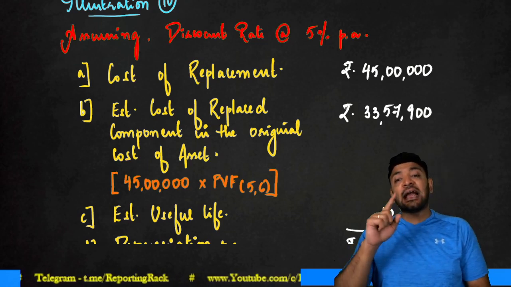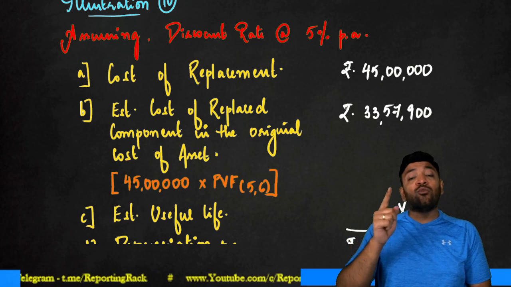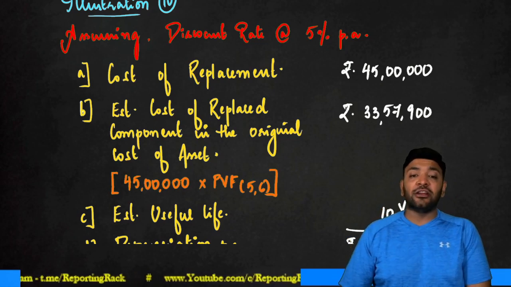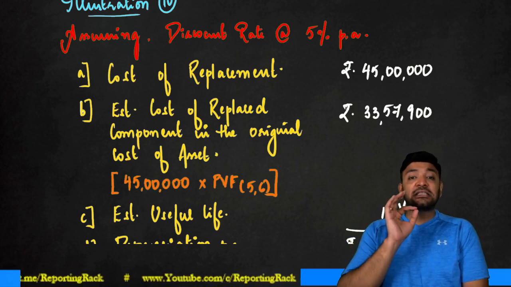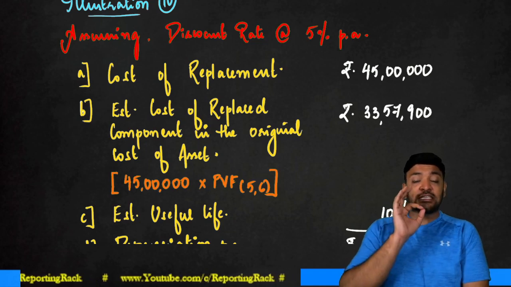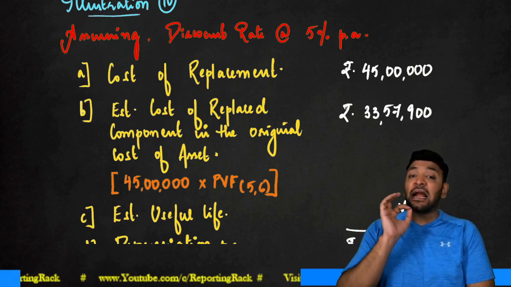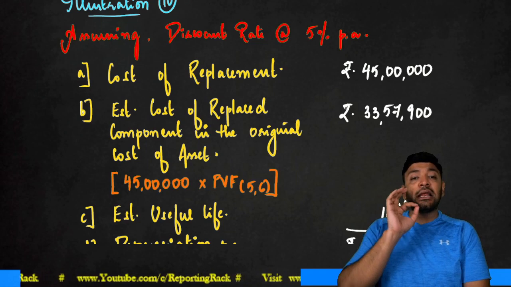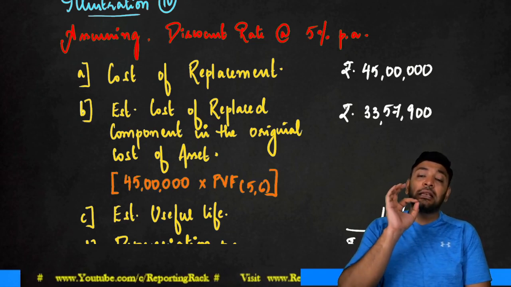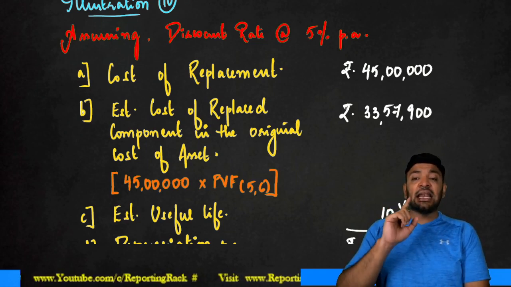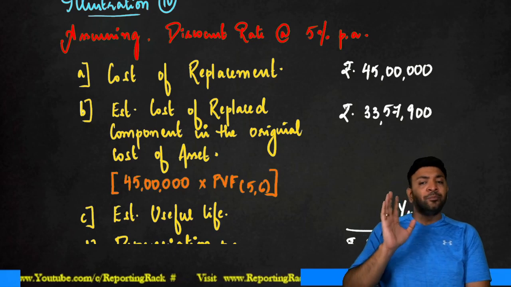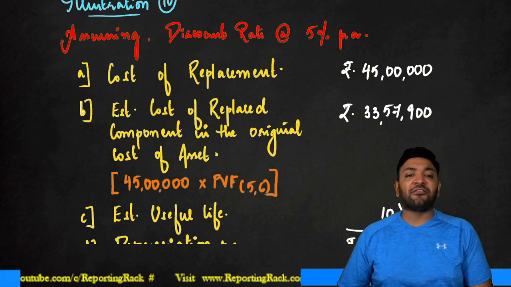So that 45 lakhs is after year 6. Then what was the value at the beginning of year 0? So I applied discount factors at 5% for 6 years, and based on which I identified what is the original estimated cost of the replaced component. It was 33,57,900. Here and there approximations are fine.